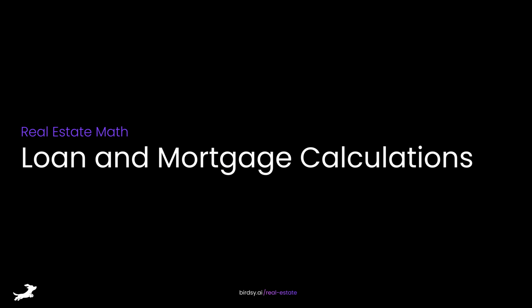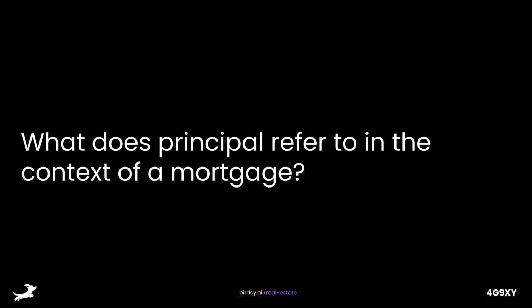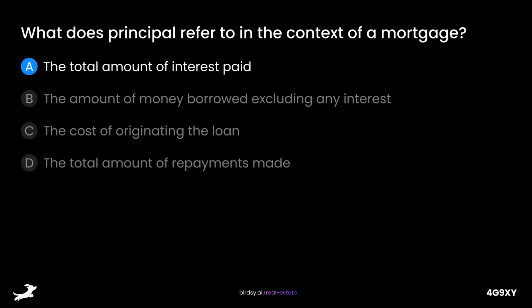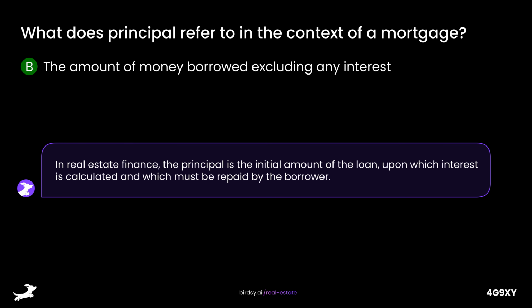Loan and mortgage calculations. What does principal refer to in the context of a mortgage? Is it A, the total amount of interest paid, B, the amount of money borrowed excluding any interest, C, the cost of originating the loan, or D, the total amount of repayments made? The answer is B, the amount of money borrowed excluding any interest. In real estate finance, the principal is the initial amount of the loan, upon which interest is calculated and which must be repaid by the borrower.